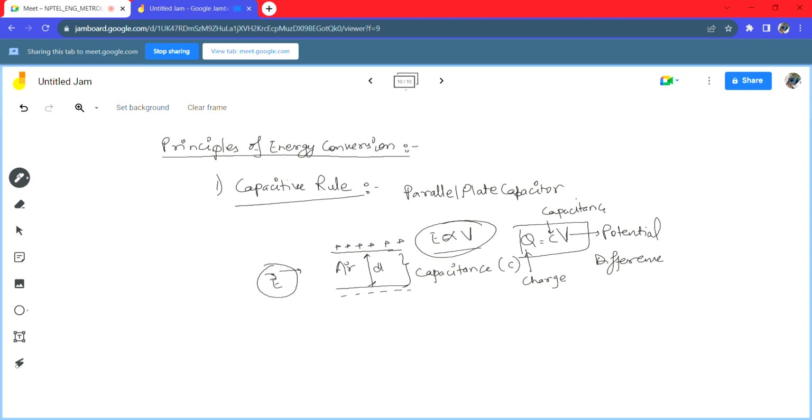Now, if we model this voltage between the two plates, we can say that this voltage V is electric field E into the distance d, and we can write this over here and relate this entire conversion, wherein we are converting the electrical energy or the electric field into potential V in respect of the capacitance C.